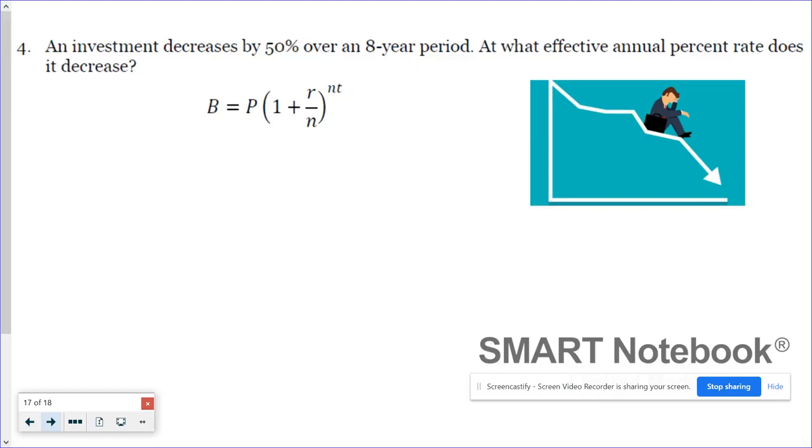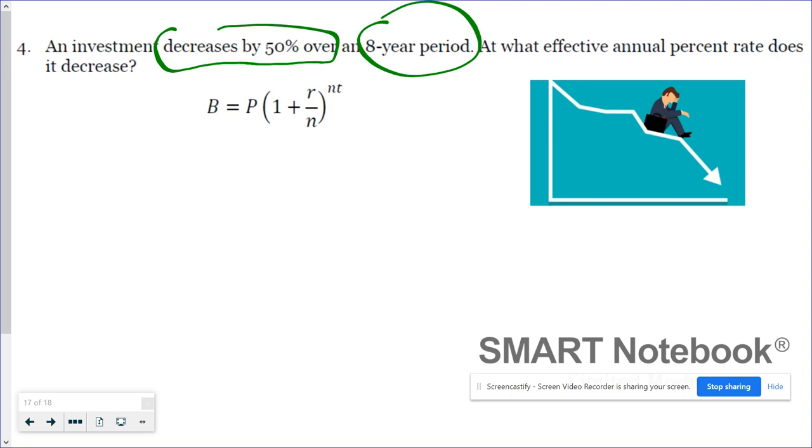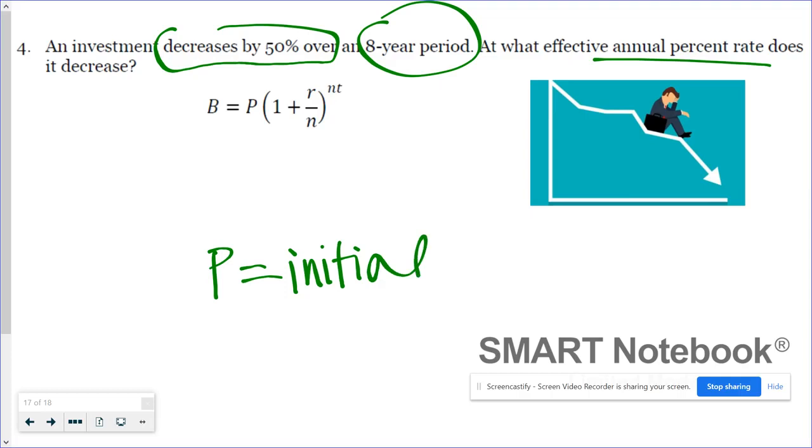In this problem here, it says an investment decreases by 50% over an 8-year period. At what effective annual percent rate does it decrease? Okay. So if we think about what we know here, it says an investment decreases by 50%. So if I originally invested P dollars, that's my initial investment, right? And this decreases by 50%, what would be the balance after that decrease?